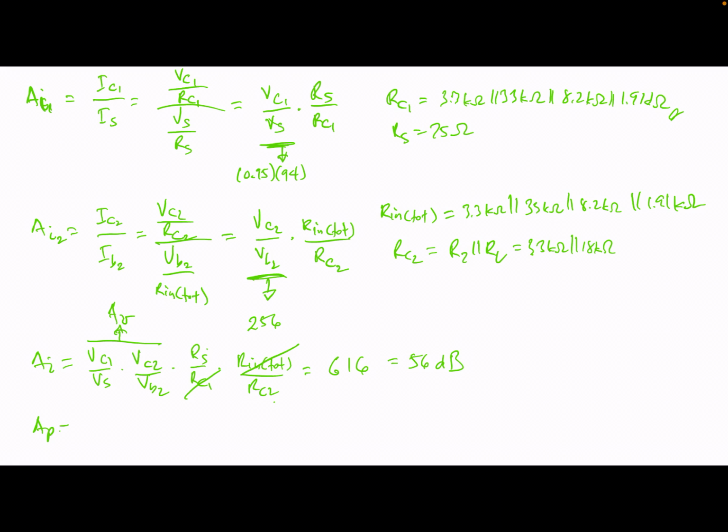For the power gain, this gives us the overall voltage gain times the overall current gain, which is 22,905 times 616, or 1.4 times 10 to the 7, or about 143 dB.